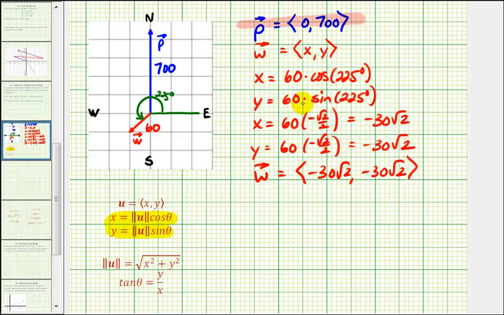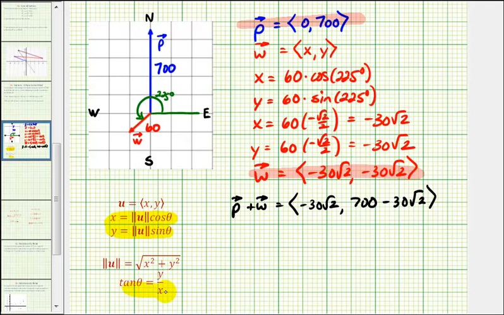So now we can add vector p and vector w. Well, the horizontal component will be 0 plus negative 30 square root 2, or just negative 30 square root 2. Then the vertical component will be 700 plus negative 30 square root 2, or 700 minus 30 square root 2. Now that we have the sum of these two vectors, the magnitude of this vector will give us the speed relative to the ground. And then if we determine theta, that'll give us the direction, which we can then use to determine how far off course the plane is flying.